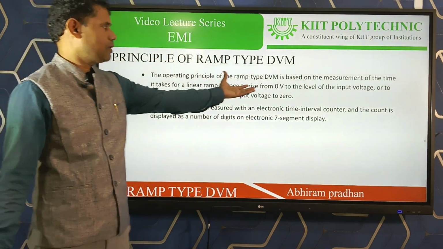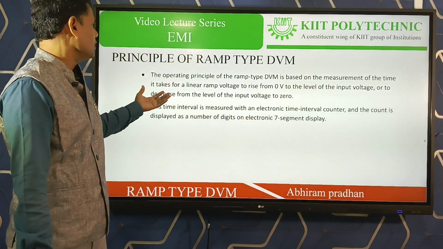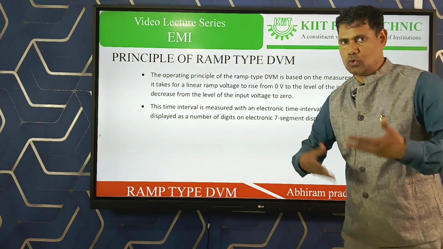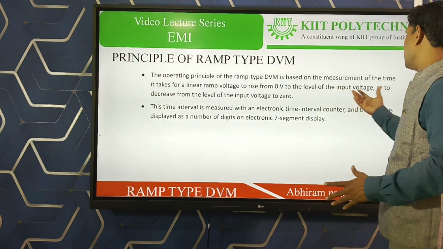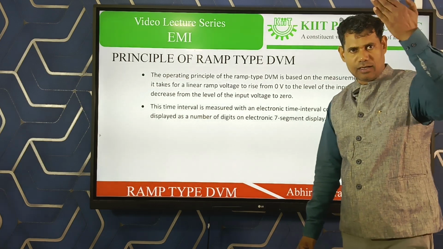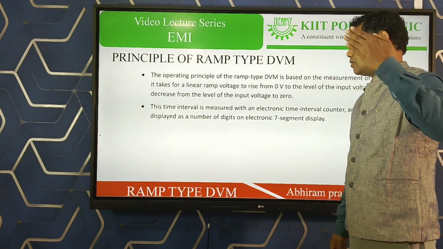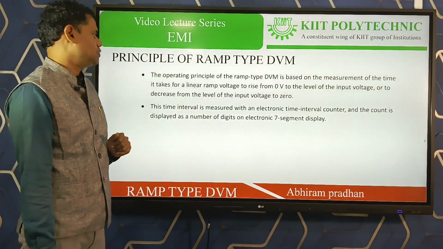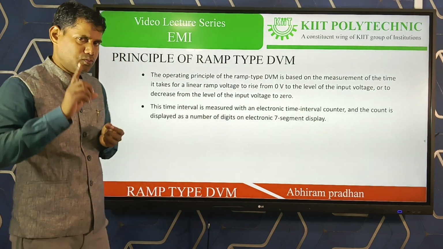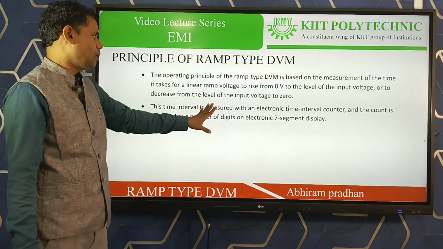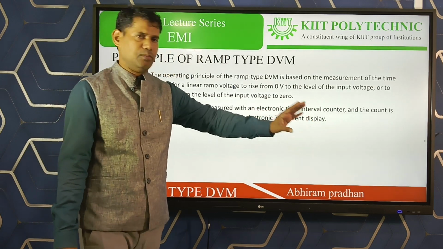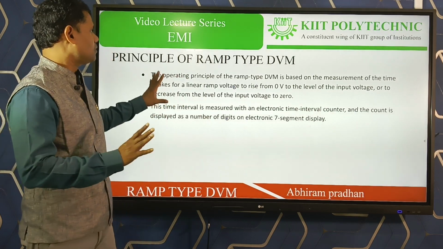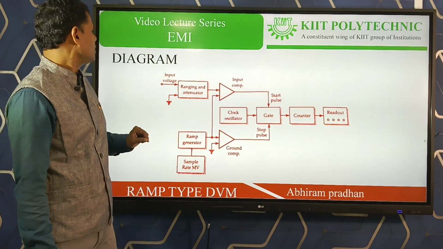The operating principle of ramp type DVM is based on measurement of the time it takes for a linear ramp voltage to rise from 0 to the input voltage level, and then descend from the level of the input voltage to 0, and that time period we are going to measure. This time interval is measured with an electronic time interval counter, and that count is displayed as a numerical digit. So this is the principle of ramp type DVM. Then we will go for its diagram.